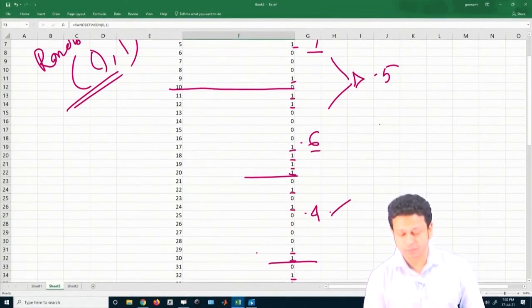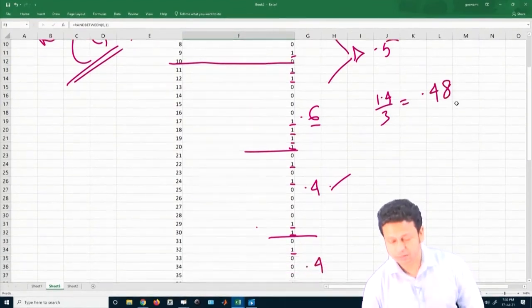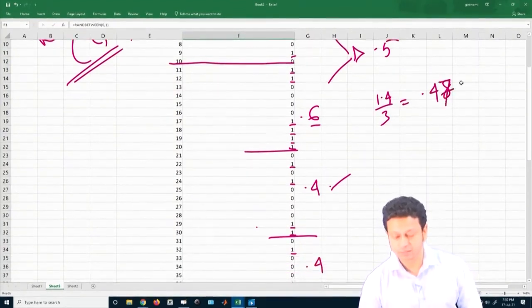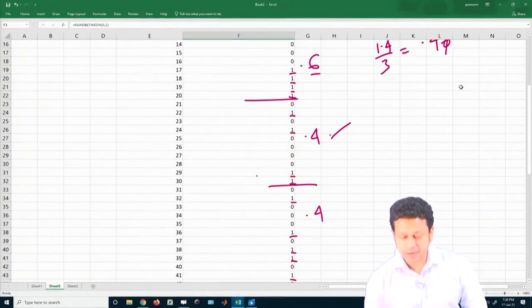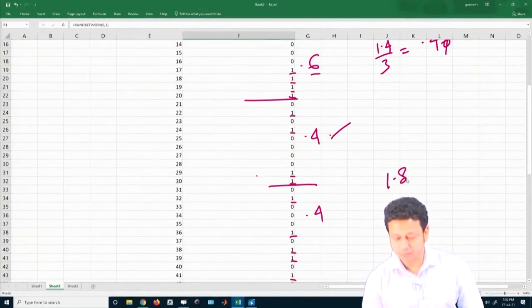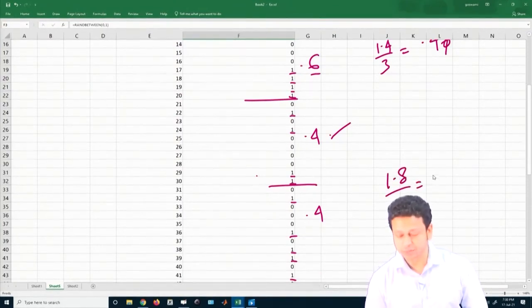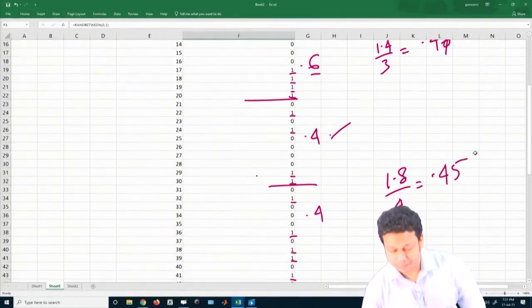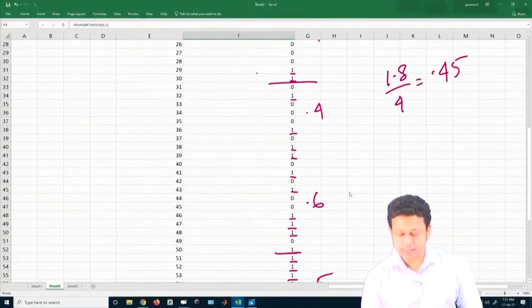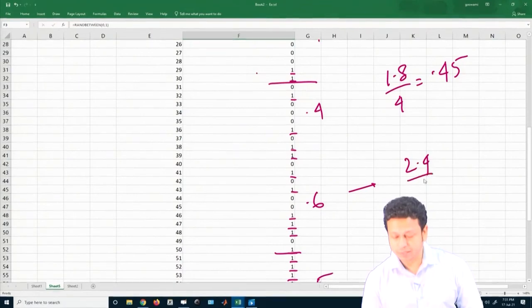0.6, 1.4 by 3, which is going to be 0.48 or 0.47 actually, 0.47. Now, if I add another 0.4, I will have 1.8 by 4, which is going to be 0.45. Okay. Then if I add 0.6 here, I will get 2.4 by 5, so that is going to give me 0.48.